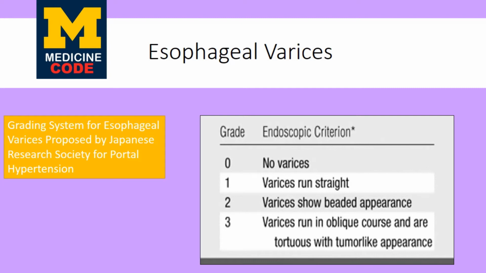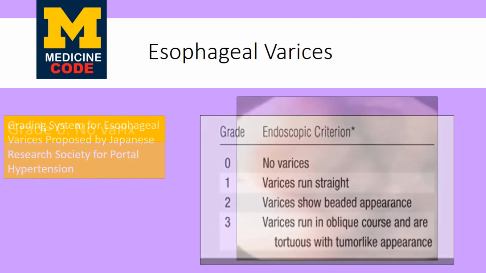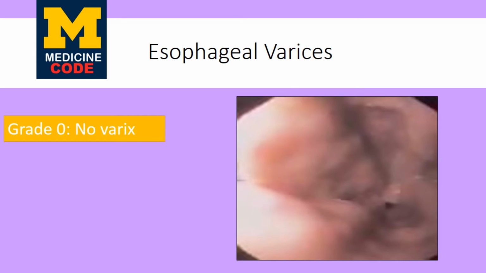grade 0 if there is no evidence of varices on endoscopy. Grade 1 if varices run straight. Grade 2 if varices show a beaded appearance, and grade 3 when varices run in an oblique course and are tortuous with a tumor-like appearance. This picture is an example of a grade 0 varix.